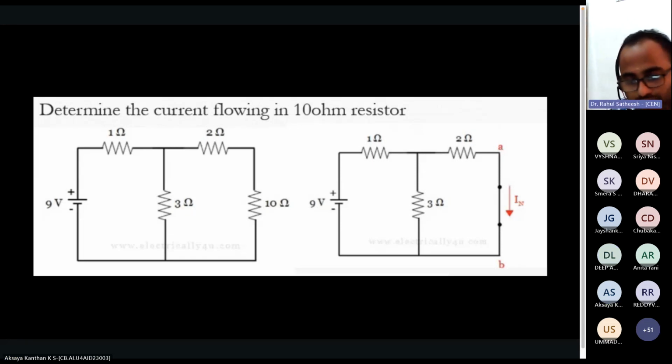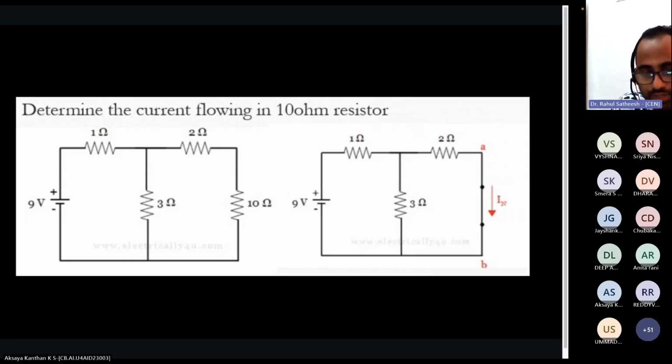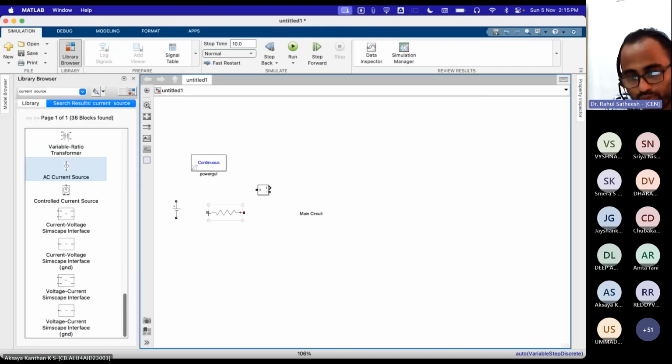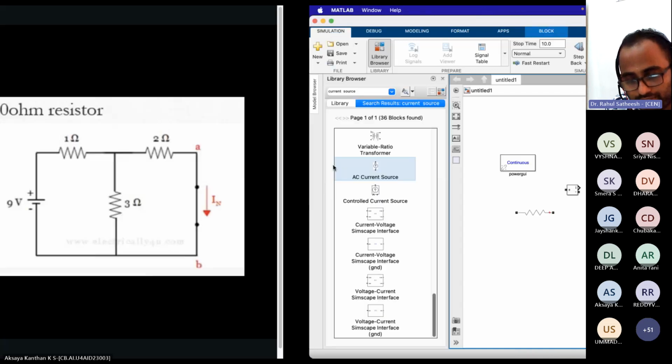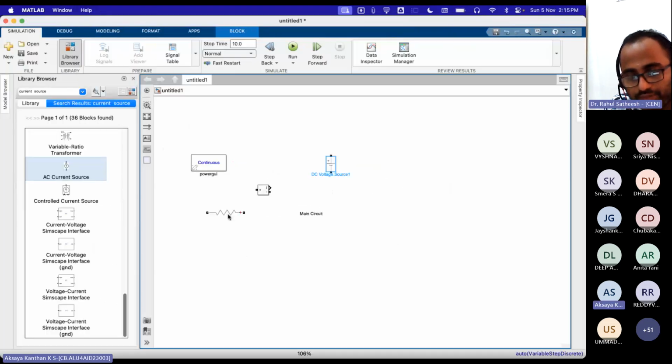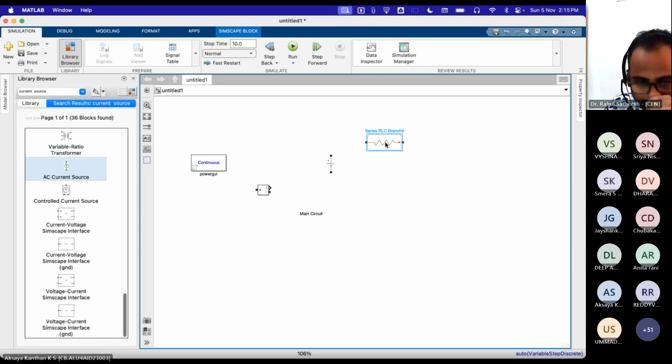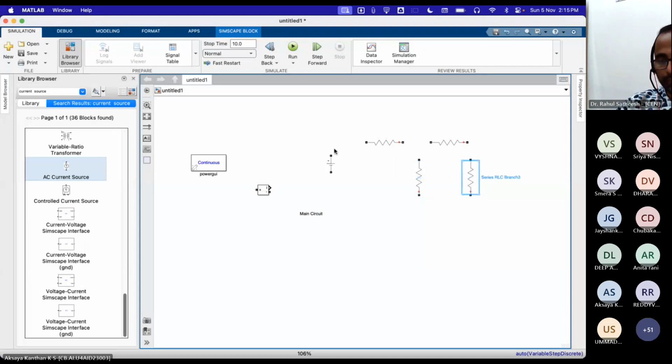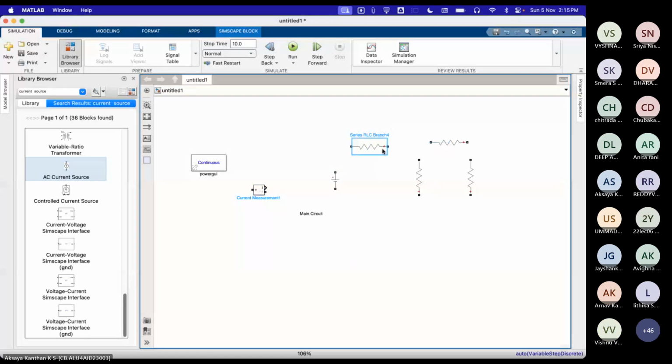Sorry. You can simulate in MATLAB. You can place the 9 volt, 1 ohm, 2 ohm, 3 ohm as the resistances. Then a shorted current IN you can try with the removal of the 10 ohm. Participants, please try from your side and update your screenshot in the chat box as a result. So you can explain. Yes, sir.